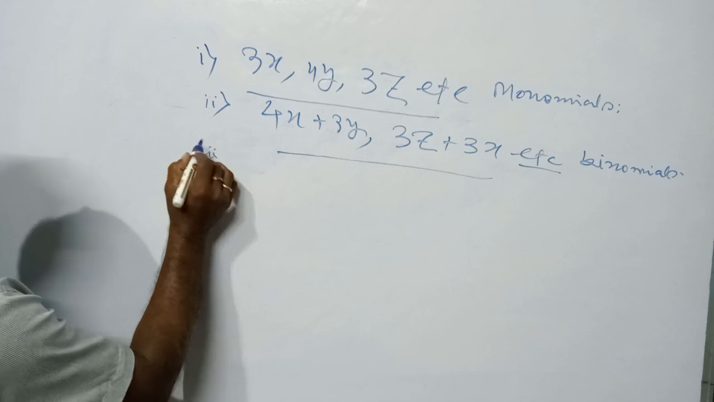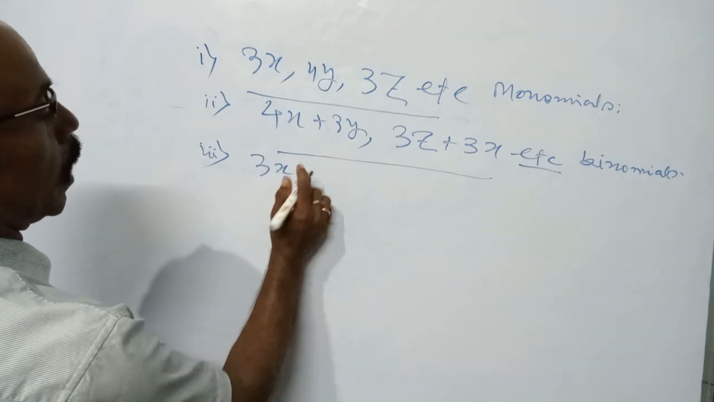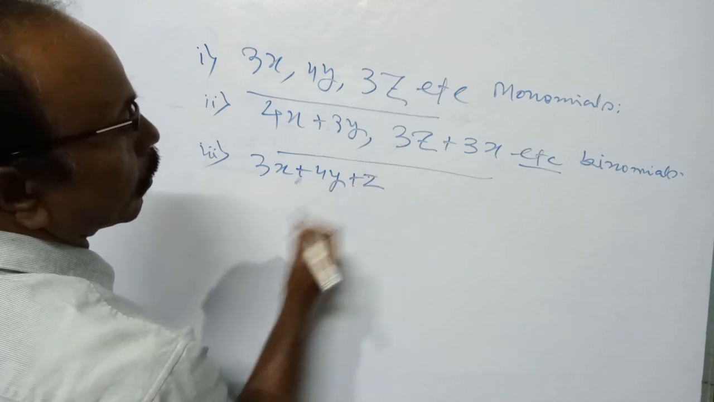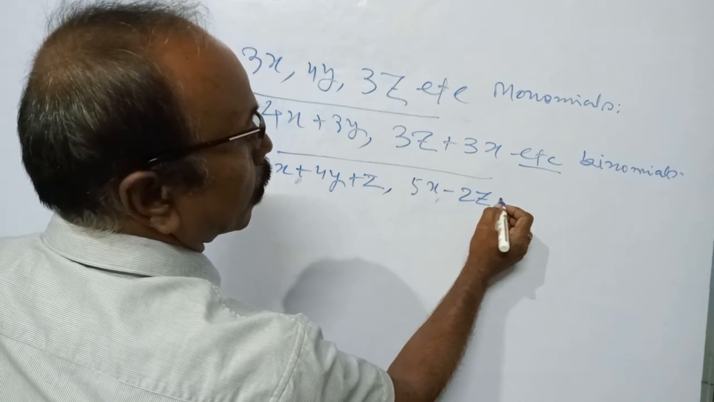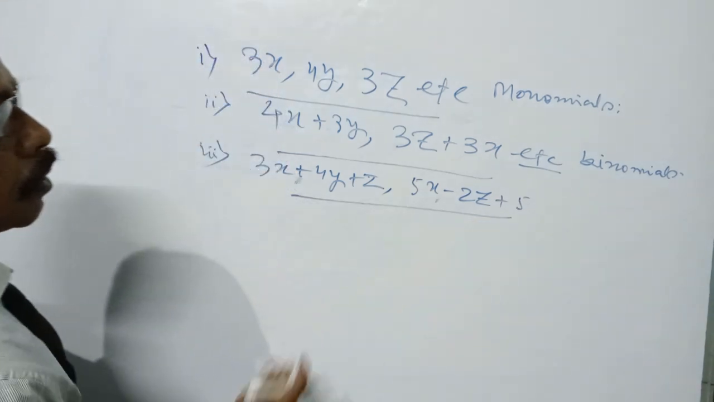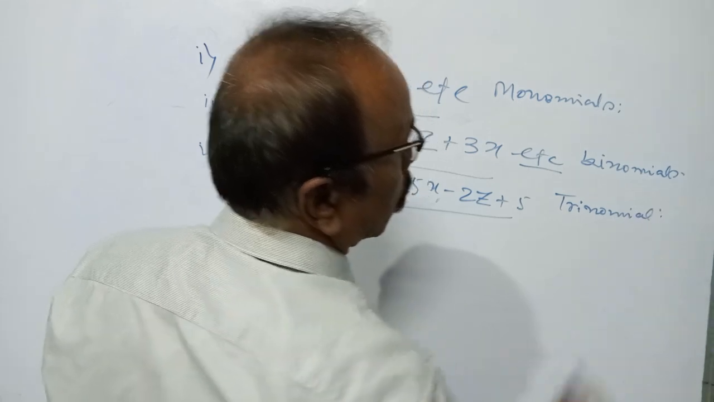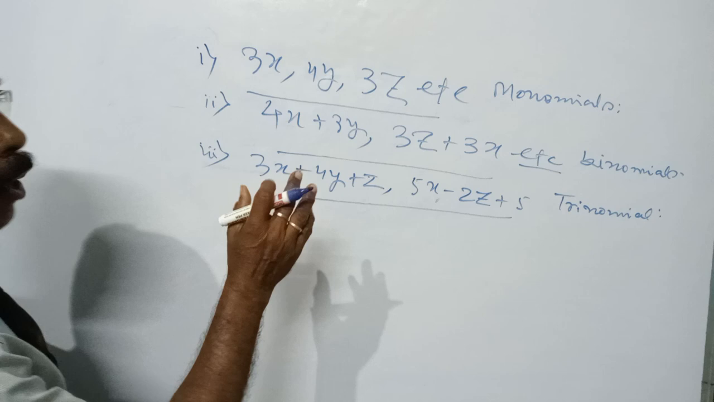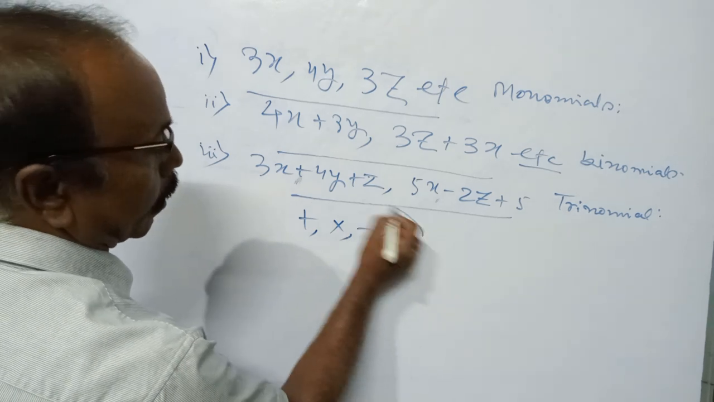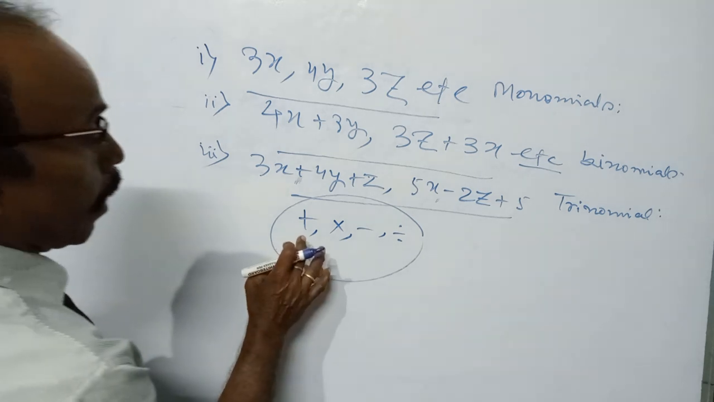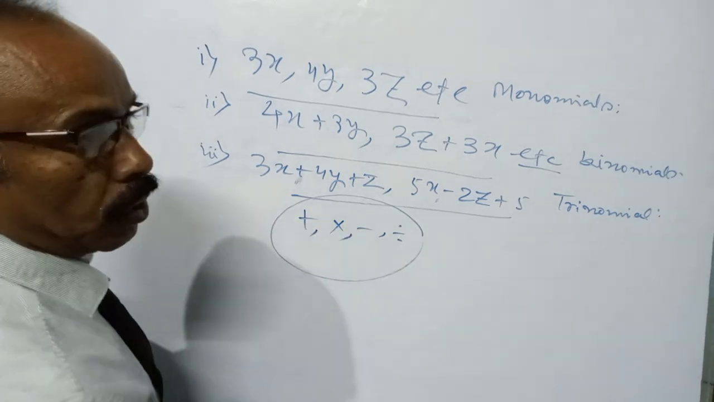Am I clear? Similarly, whenever there are more than two terms, such as 3x plus 4y plus z, and 5x minus 2z plus 5, such a type of algebraic expression is called a trinomial. Am I clear? These three types of algebraic expression can be operated by four symbols: addition, multiplication, subtraction and division.